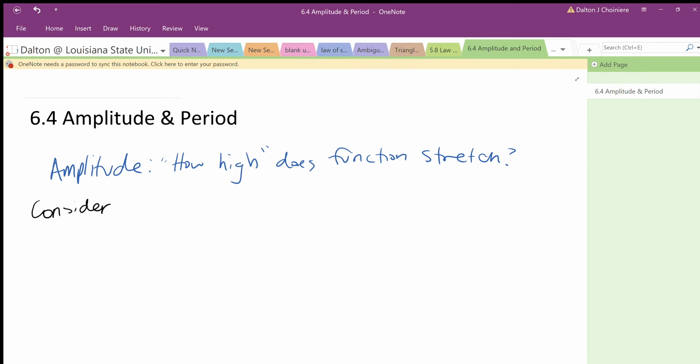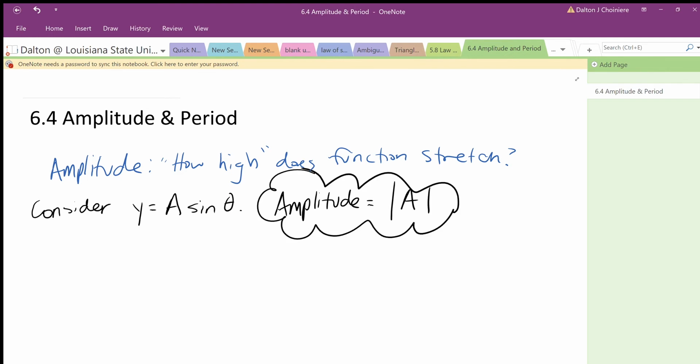Okay, so I want you to consider just a regular function y equals capital A times the sine of theta. By definition, we say that the amplitude of that function is equal to the absolute value of A. So that's a big takeaway in this first part. Amplitude is equal to the absolute value of A. For instance, if I take just our regular parent function that you already know how to graph very well, y is equal to the sine of theta.